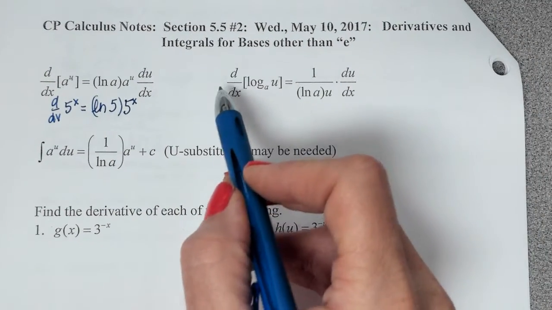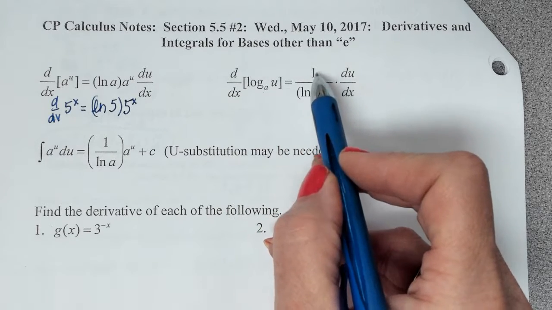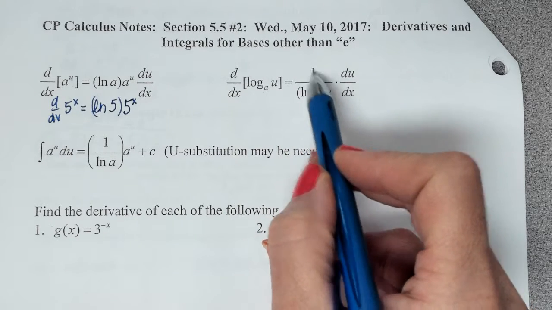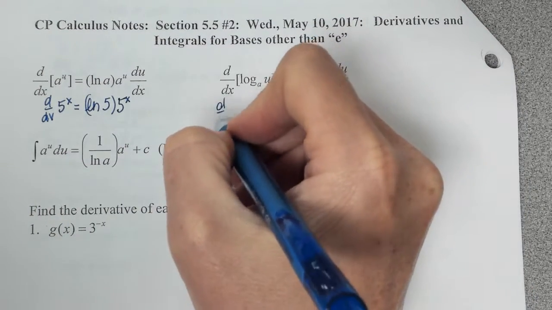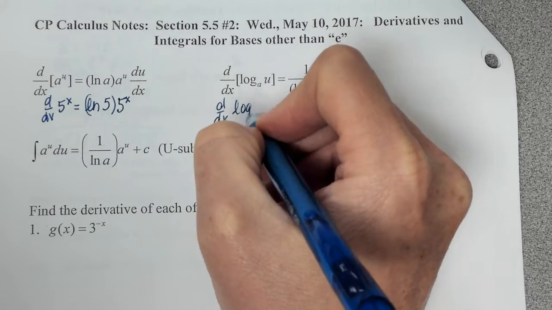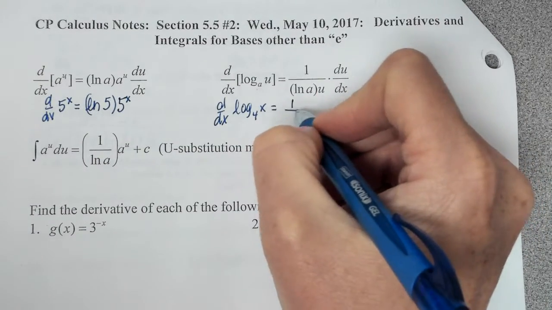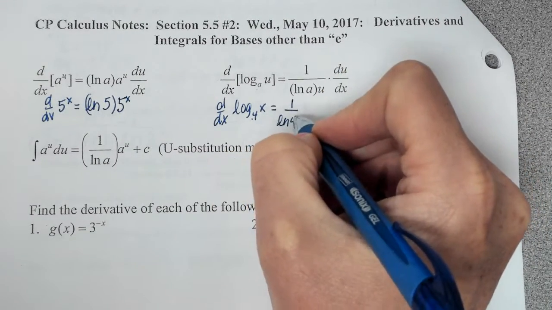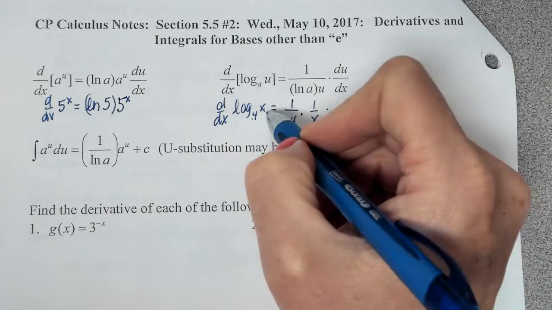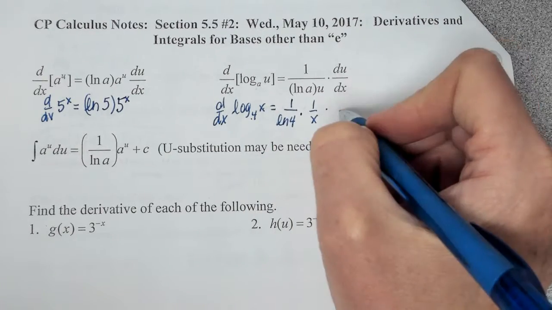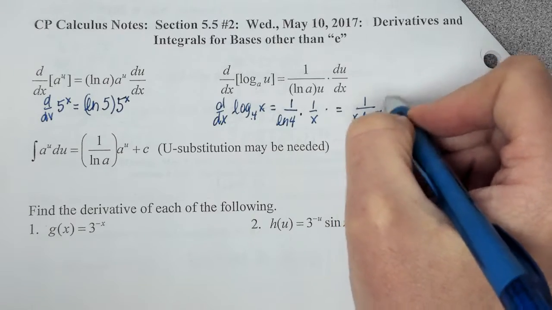If we have to find the derivative of log base a of u, this is going to be 1 over the natural log of a times 1 over u times du dx. So this would be as if we have the derivative of, say, log base 4 of x. That derivative would be 1 over, here's our a, natural log of 4, times, this is u, 1 over x, times the derivative of x, which is just going to be 1. So this would just be 1 over x natural log of 4.